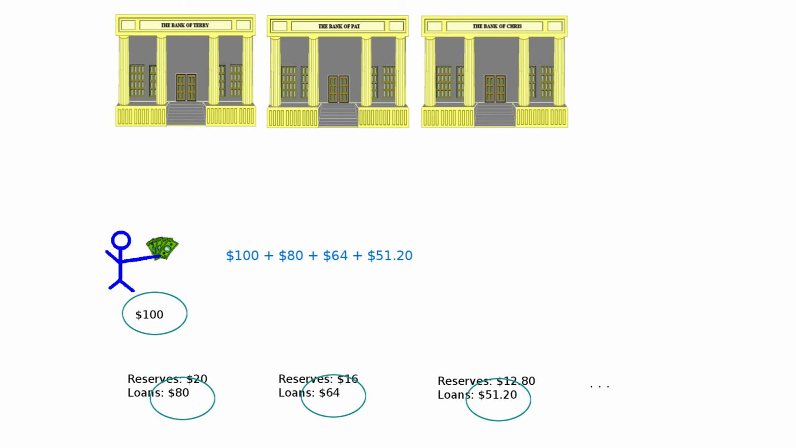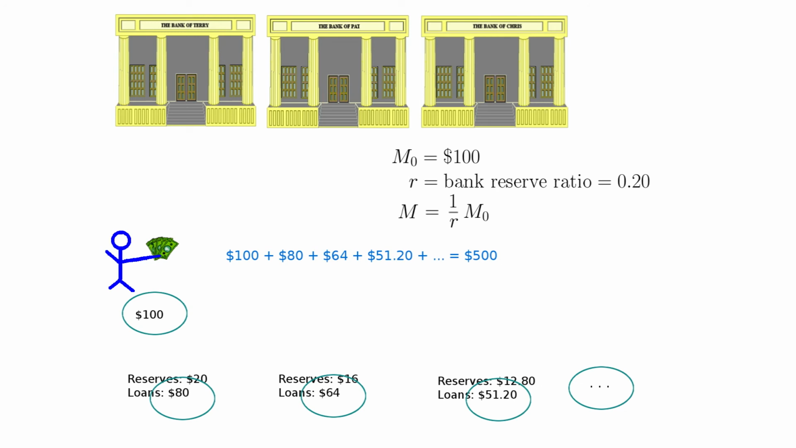And this goes on forever until in the end your $100 results in $500 worth of spending. That's because the total money added to the economy is the original money, that's your $100, multiplied by 1 over the bank's reserve ratio.